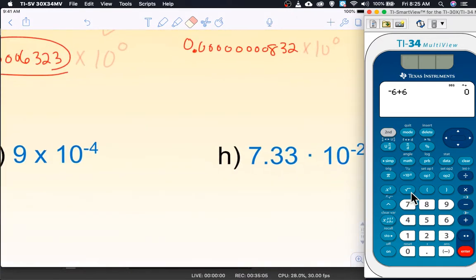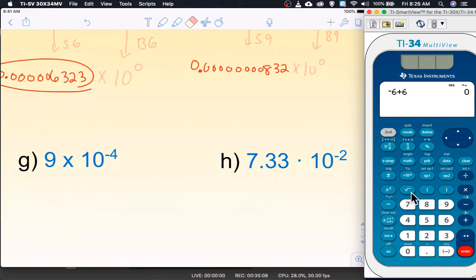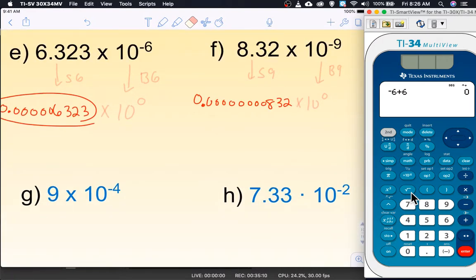Okay. So here are the next two. These are the last two of this type. Go ahead and pause the video. Try them on your own. When you're ready to continue, hit play, and we'll go through it together.